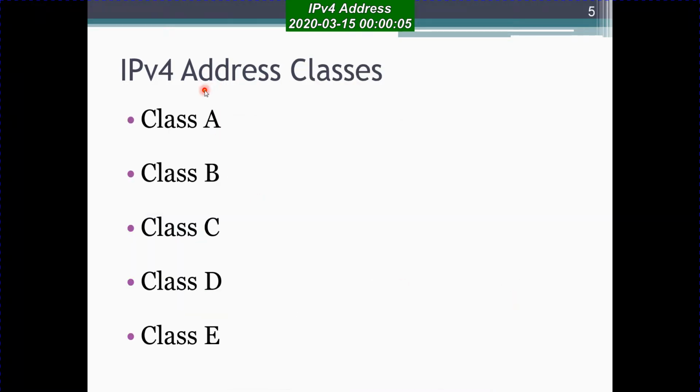Now, originally the IPv4 addressing space has been divided into 5 classes. We have class A, class B, class C, class D, and class E.